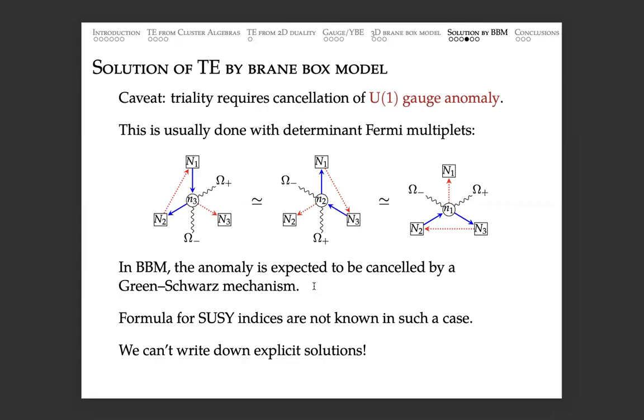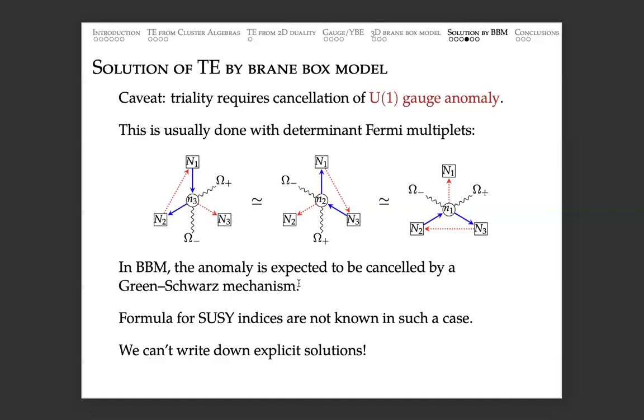So you can, in principle, do that. If you start from brane construction, this Green-Schwarz mechanism should be automatically implemented, and this gauge anomaly is automatically canceled because brane construction is anomaly free. But unfortunately, a formula for, say, the supersymmetric partition function on the torus with this Green-Schwarz mechanism implemented is not known in this case. So I can't use any known formula to write down some nice quantity to write down a solution of the tetrahedron equation.